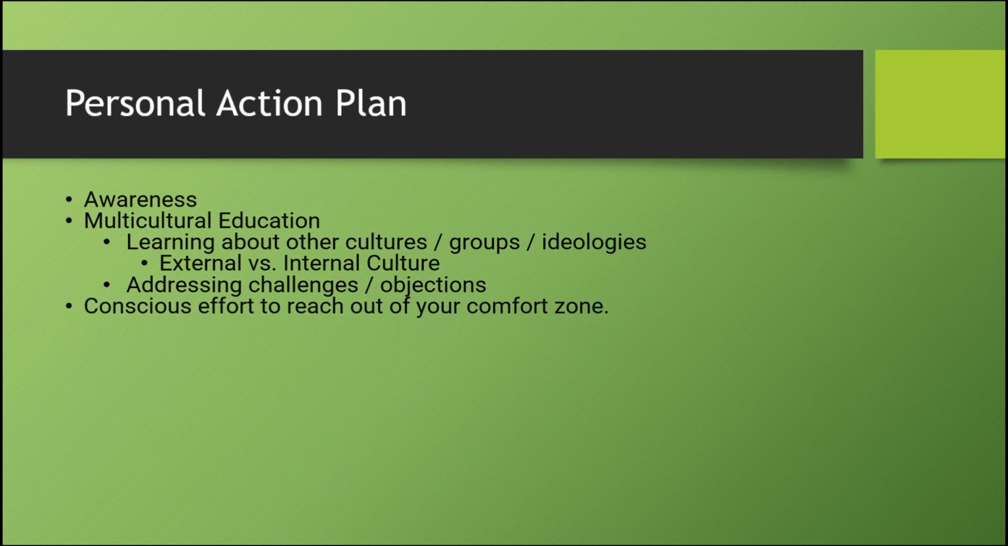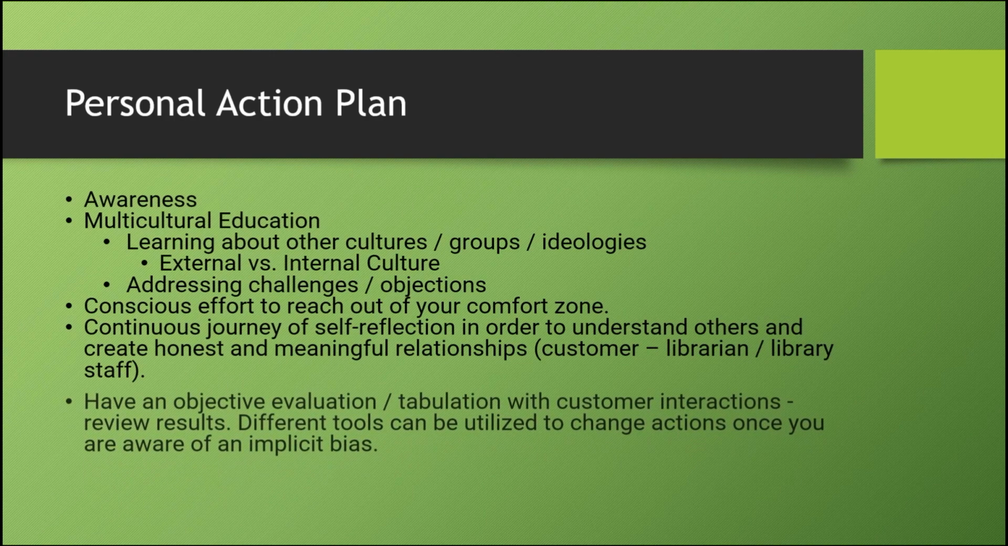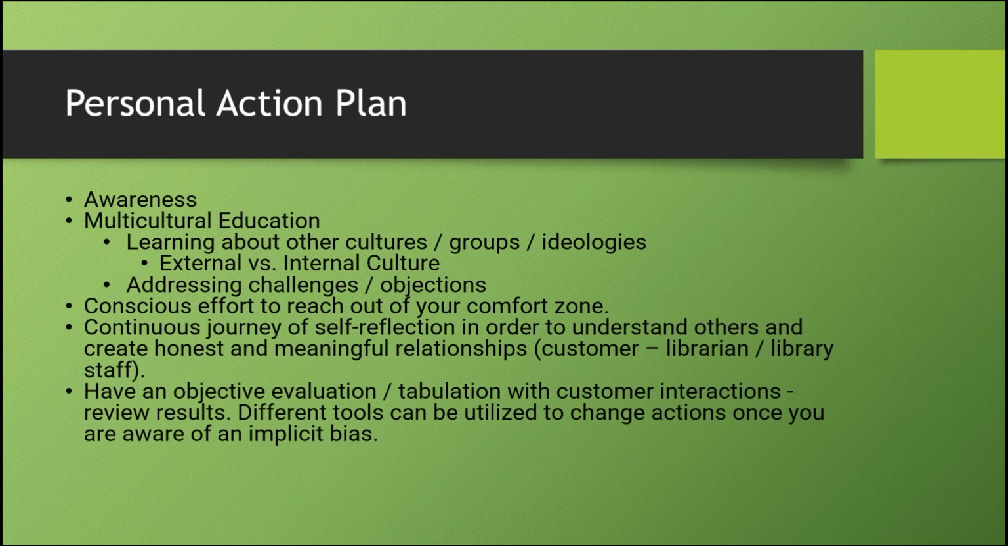And finally, a very important part of this personal action plan is to have a conscious effort to reach out of your comfort zone, as this is a continuous journey of self-reflection in order to understand others and create honest and meaningful relationships. If we're talking about library staff, we're talking about library staff with customers or with another staff member. You can have an objective evaluation or a tabulation with customer interactions, just like the teachers did, and then review those results. There are different tools that can be utilized to change your actions once you are aware of an implicit bias. And this is why I feel like I need to do a part 2 of this webinar.